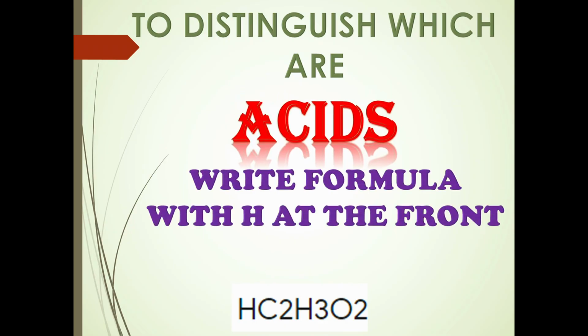So to distinguish which ones are acids, that is acetic acid, that's vinegar. We write the H out front. By writing the H out front, it tells you that is what comes off. If it has more than one H, like sulfuric acid, H2SO4, both of the H's come off. So we write our acid specifically with the hydrogen out front so that we can see what it is that falls off. It doesn't make any difference how many H's I have, they all go to the front.